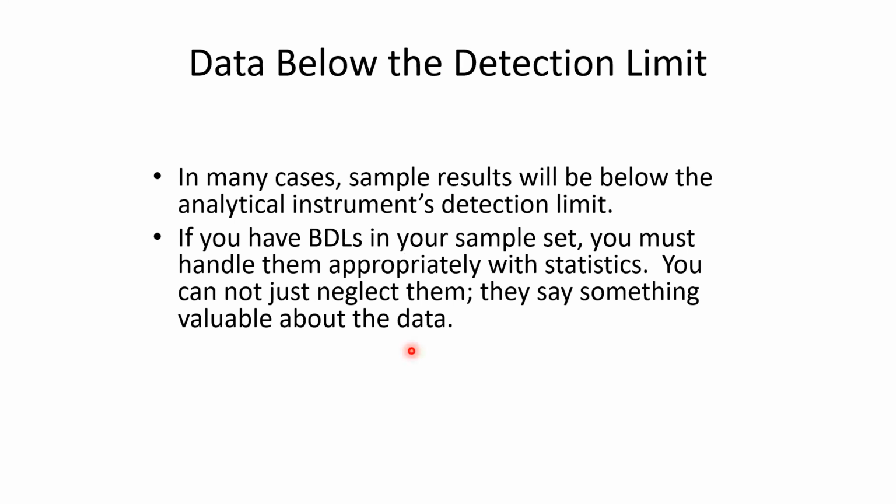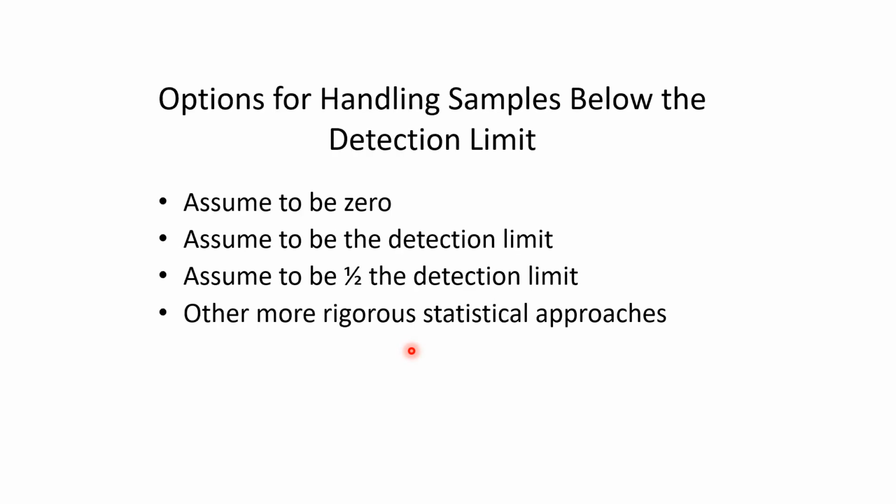So what will happen if your data is below detection? When you do a statistical analysis, you need numbers. You cannot just put less than detection limit or BDL there. So how do you handle it? Different statisticians propose different approaches. Some say assume it to be 0. Some say assume it to be the detection limit.